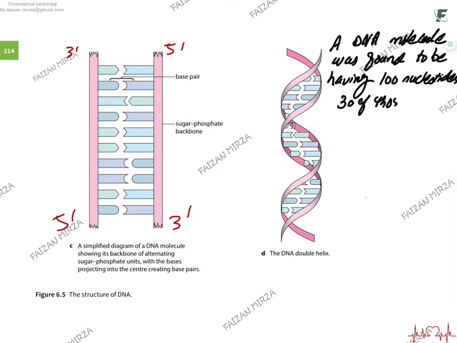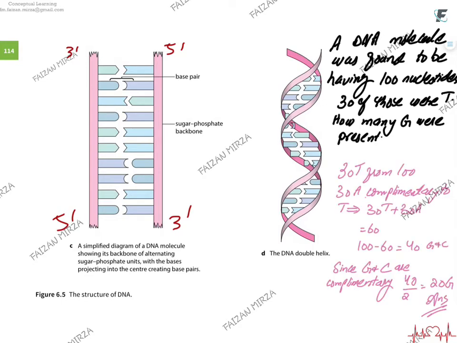For example, if a DNA molecule was found to have 100 nucleotides and 30 of these were thymine, how many guanine might be present there? You can just work this out, and you can see that there would be only 20 guanine molecules present there.